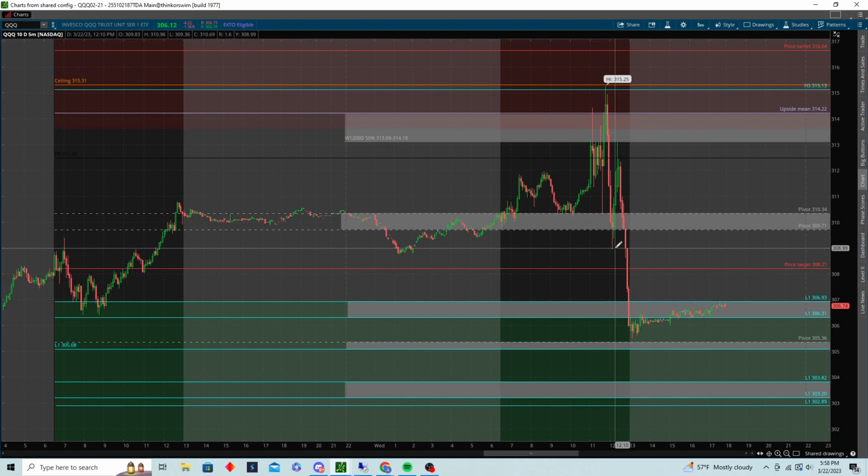It was at 800%. We sold almost all but runners. And then the runners I was willing to let go all the way back to break even. They didn't get back to break even at this point, but you could see we came back up to the short zone, rejected it, and rode it all the way down for 1,000%. I got out around here for 1,000%.